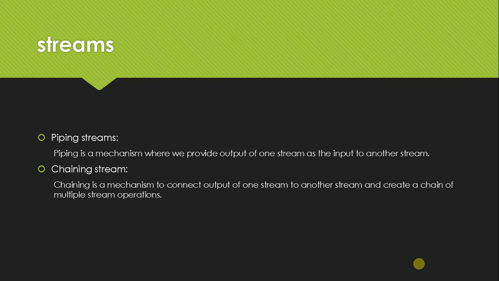Let us look at another type of stream called as piping streams. Piping is a mechanism where we provide output of one stream as the input to another stream. It is normally used to get data from one stream and to pass output of that to stream.